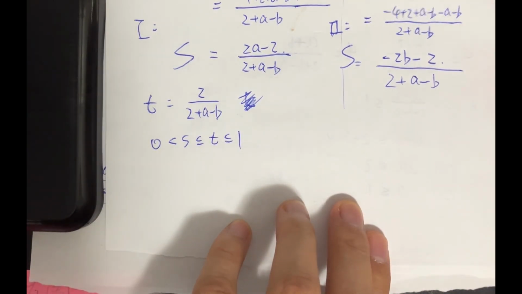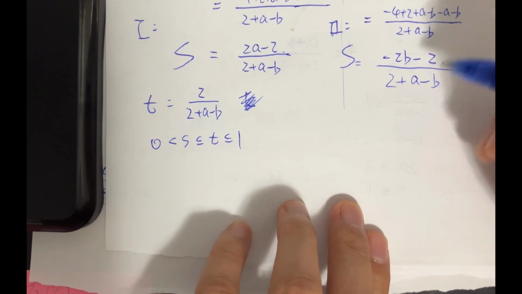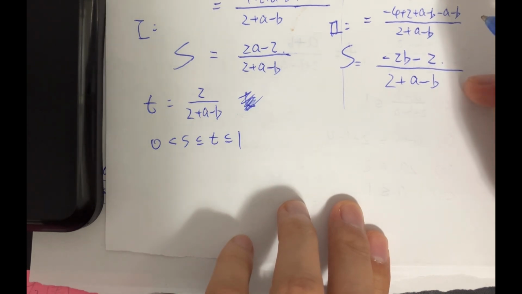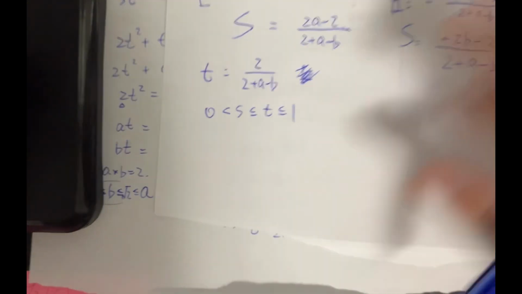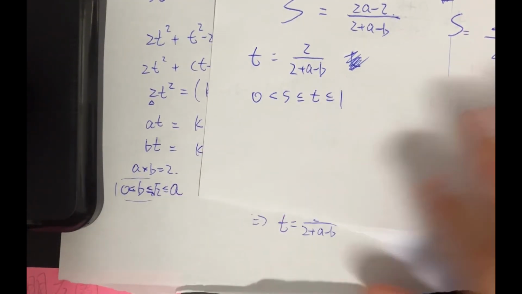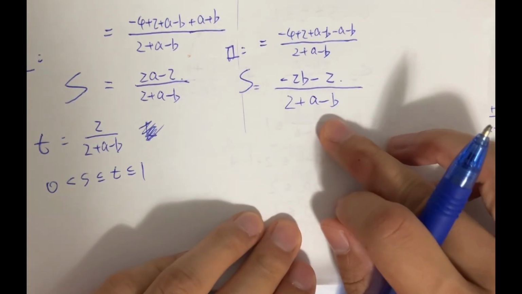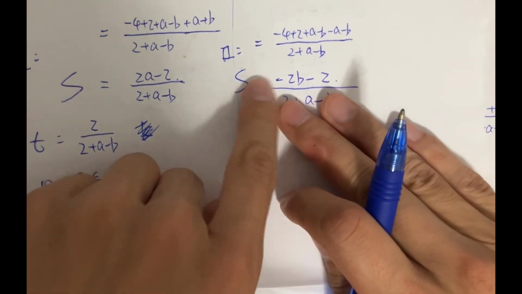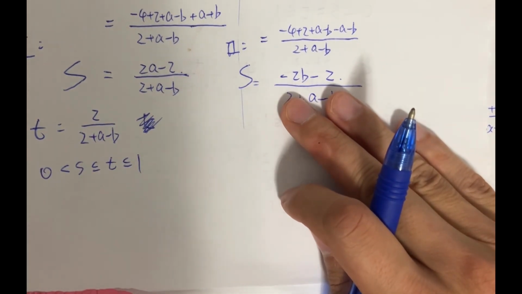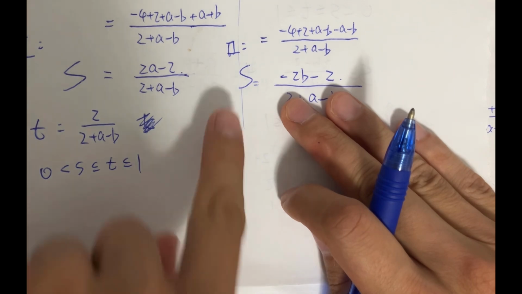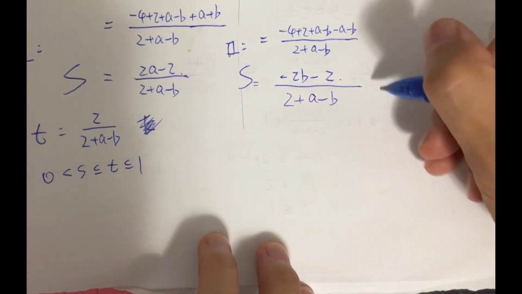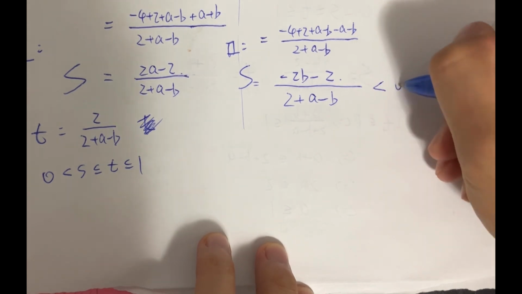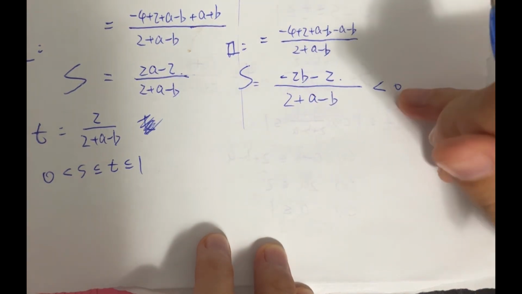This part is actually a negative thing. That is because the denominator is positive. A is bigger than B, as we said. A is bigger than B. So the denominator here is positive, and the numerator, the top, is negative. You see, it's a negative something minus 2. So it is a negative thing, meaning the whole thing is negative. Negative divided by positive, it's a negative.